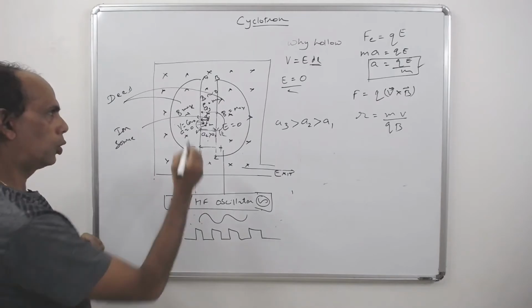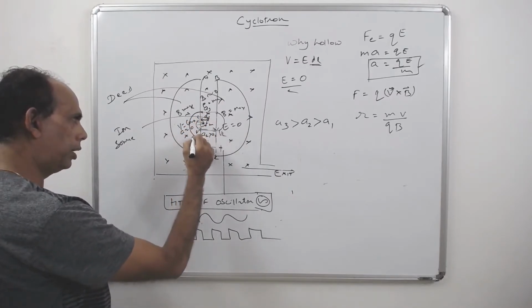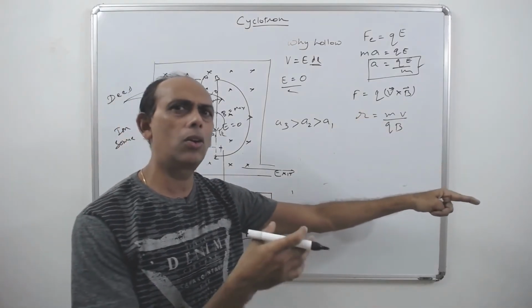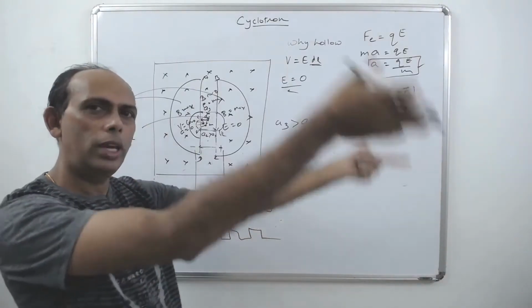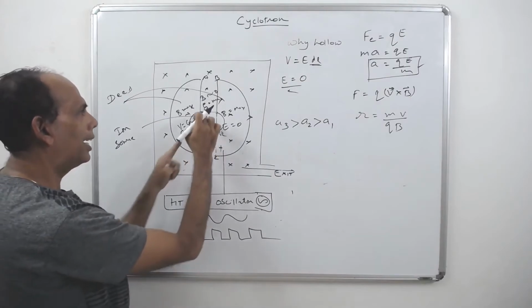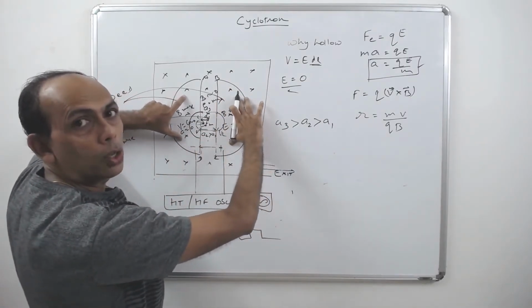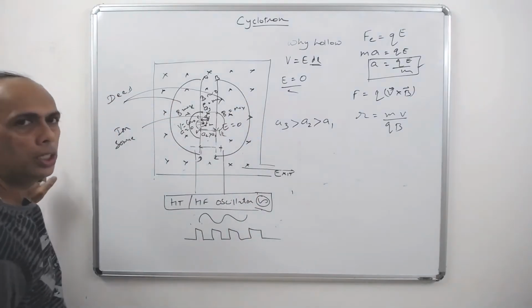A3 is higher, so automatically it will form a bigger circle. Why? It is going faster, so obviously it cannot turn so slowly. It goes very fast and goes here. Again, here the acceleration in this range is 0. In these ranges acceleration is always 0. There is no change in velocity.